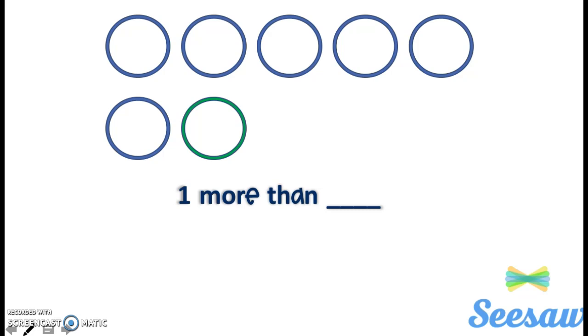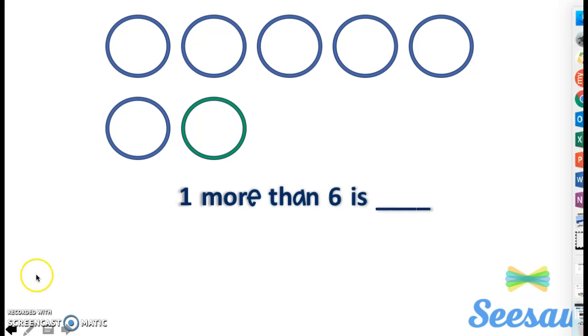Oopsie, I made a mistake. Let me fix that one. Friends, sorry about that. I fixed it now. See, even teachers make mistakes. Okay, I fixed the sentence to say 1 more than 6 is blank. Now for your seesaw, I want you to go ahead and write that sentence and fill it in. But be careful, because I have some more things I want you to work on too.